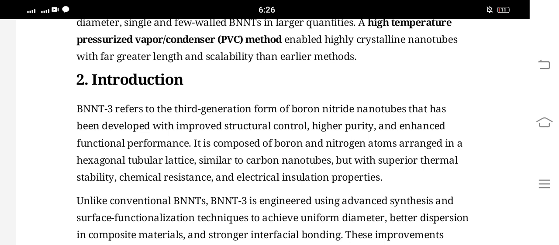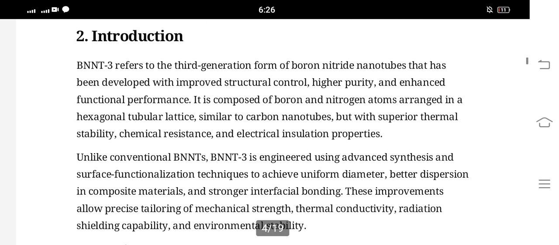Now I will discuss the introduction of boron nitride nanotubes and explain why boron nitride nanotube 3 is important in modern material chemistry. Boron nitride nanotubes are one-dimensional nanomaterials composed of alternating boron and nitrogen atoms arranged in a hexagonal lattice and rolled into a cylindrical shape. Structurally, they are very similar to carbon nanotubes, but chemically and electronically, they are quite different.